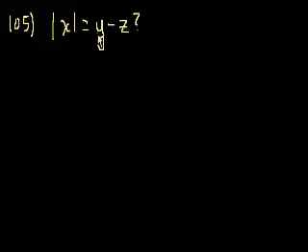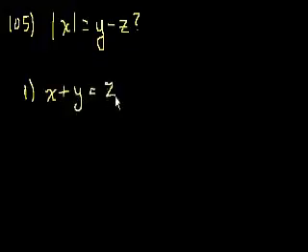Okay, absolute value of x equal to y minus z. All right, so statement number 1, they tell us that x plus y is equal to z. So let's see if we can do some substitution. Z is equal to x plus y.